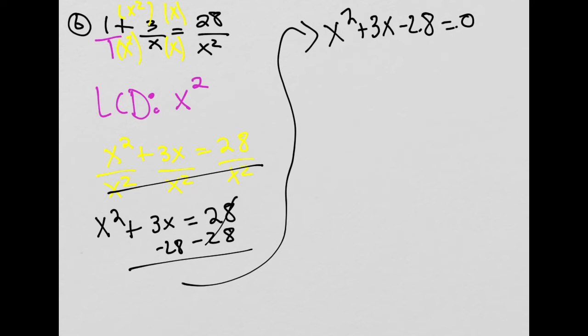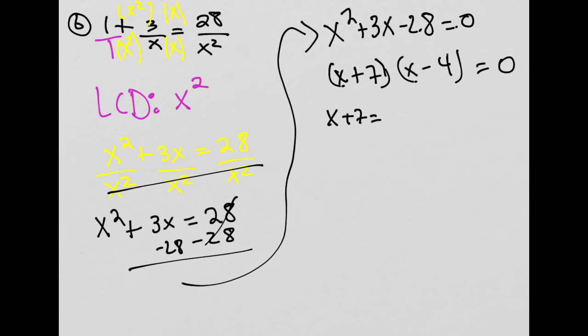So now we have to factor this. Factors of 28 that will subtract to 3, I think is 4 and 7. Plus 7, minus 4. We have to set both of them equal to 0 and solve for the two linear equations.